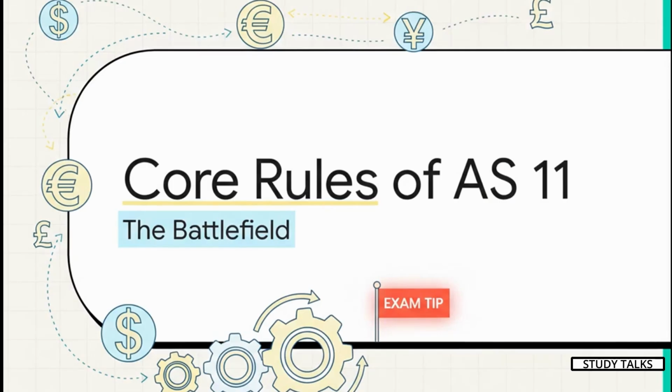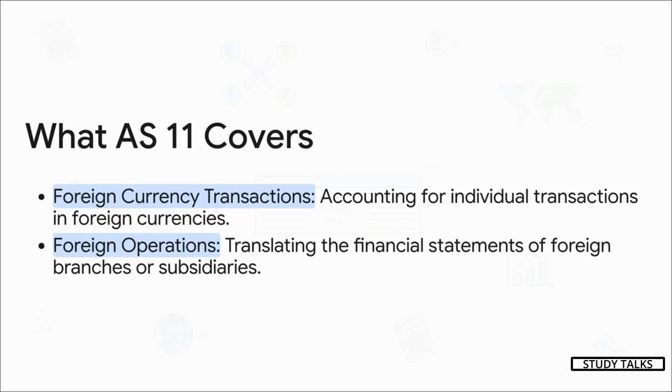Okay, let's do this. Before we can solve Rotomac's problems, we need to understand the basic rules of AS 11. Think of this as learning the rules of the game before you start playing. You gotta know the battlefield to win. So what does AS 11 actually do? Well, it really has two main jobs. First, it tells you how to account for individual transactions in a foreign currency, like Rotomac's purchase. And second, it tells you how to translate the entire financial statements of your foreign operations, like their Dubai office, back into your home currency.